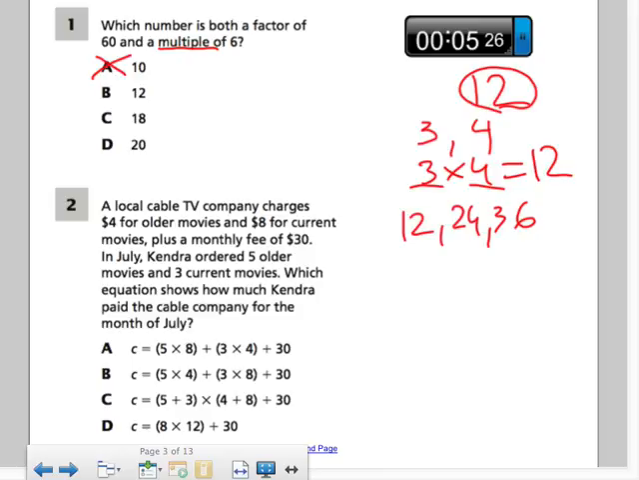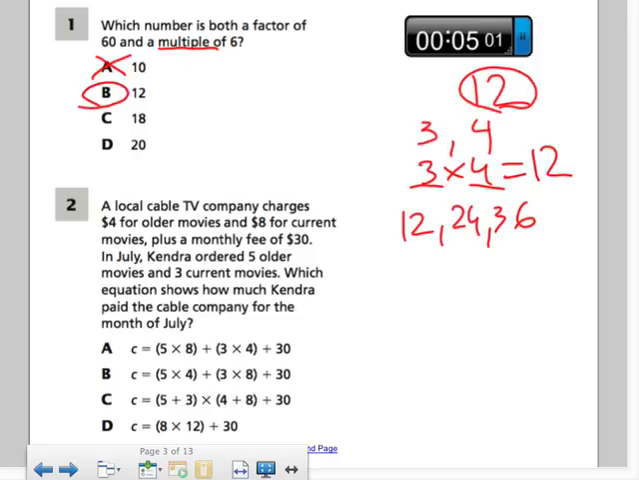Destiny? Prove it. Prove it's a factor. Brianna? 5 times 12 equals 60. Therefore, 12 is a factor. If you can use it to multiply to get there, then it's a factor. B is correct.